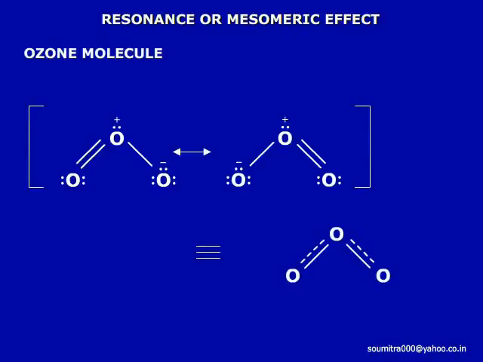This can be understood from the fact that the oxygen-oxygen bond length in ozone is 128 picometers, which is a value intermediate between oxygen-oxygen double bond, which is 121 picometers, and oxygen-oxygen single bond, which is 148 picometers. The 2 bond lengths in the actual structure are equal.